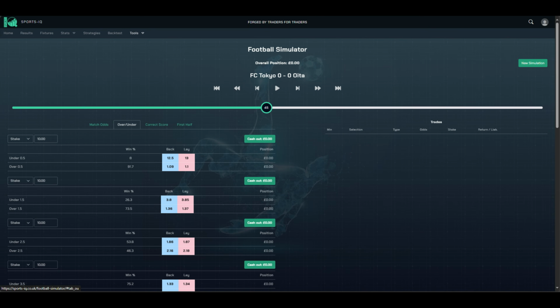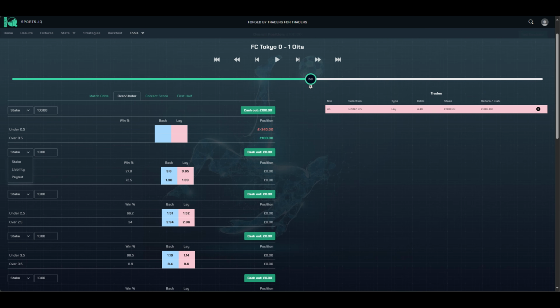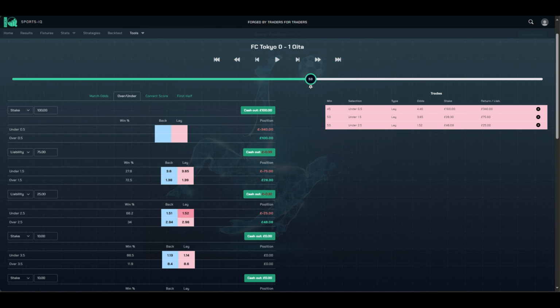So next up we have FC Tokyo versus that team. I presume that's said Oita. We'll just call them. Let's bump the timer up to half time, and it's still 0-0. So we're going to lay under 0.5 goals at odds of 4.4 with a £100 stake. And let's see how we get on. So there's our goal. So I'm able to use the £100 stake on the next 2 goal markets. And remember to click liability and not stake. So we're going to use £75 liability on the under 1.5 goals and £25 liability on the under 2.5 goals. And let's crack on.